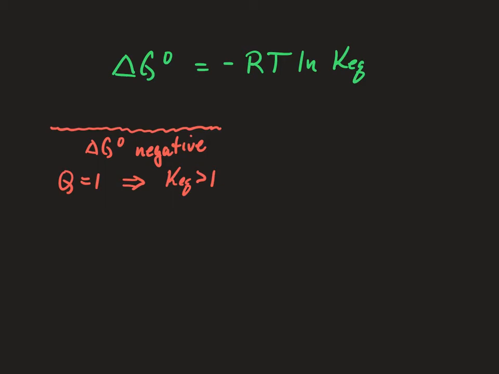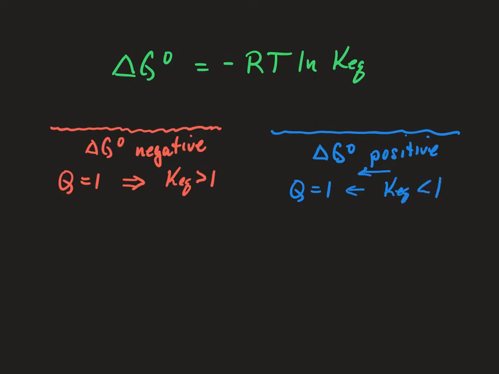And similarly, right, if our delta G0 is positive, that means the reaction is going to tend to move back to the left. That means we have too many products, right? So if Q equals 1 and we have to move to the left to reach equilibrium, then the equilibrium constant is less than 1, right?